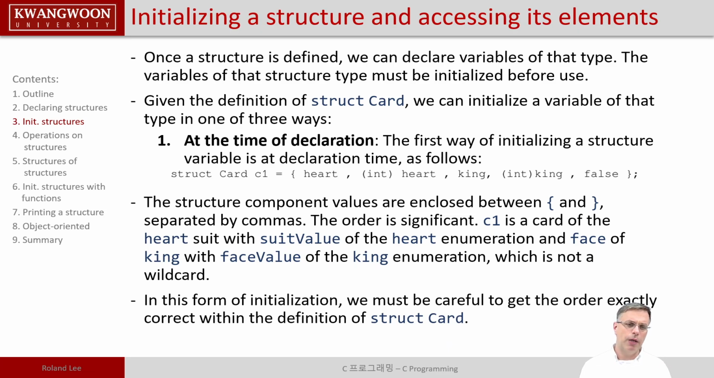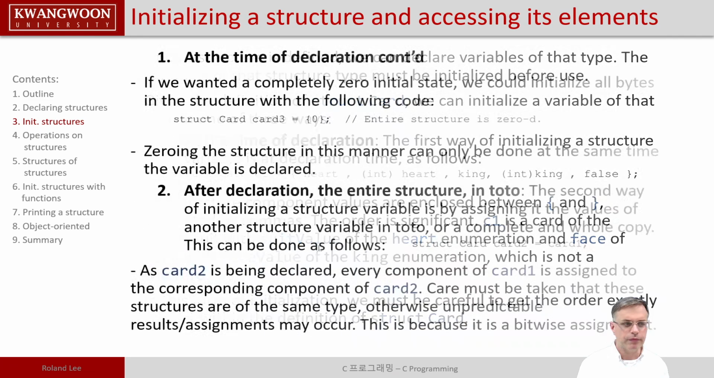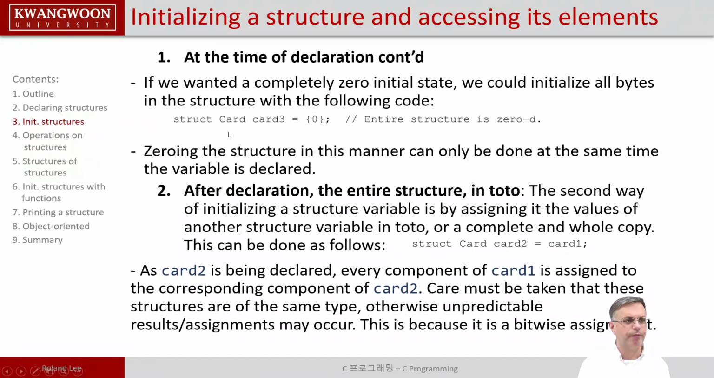In this form of initialization, we must be careful to get the order exactly correct within the definition of struct card. If we wanted a completely zero initial state, we could initialize all bytes in the structure with the following code. So struct card is 0. The entire structure is zeroed now.